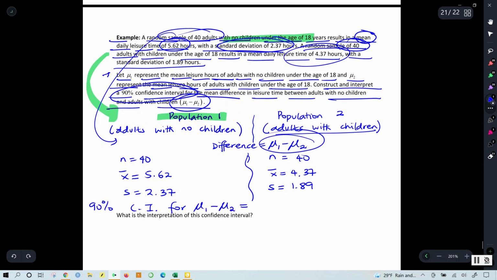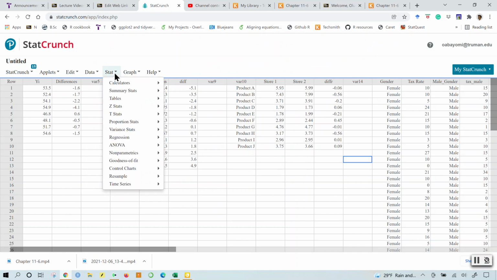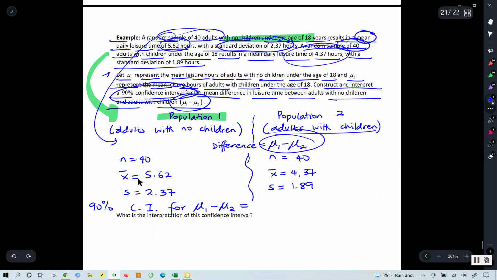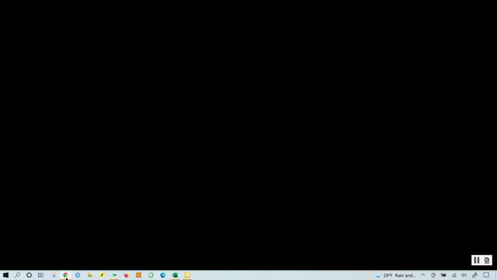So we'll take this information to StatCrunch. Going to StatCrunch, I'm going to close this, go to Stats, go to T-Stats, indicate that you want to work on 2 sample, and indicate that this is with summary. It's going to ask you for the sample mean. So in other words, sample mean here is x bar, which is 5.62. So I'm going to type that 5.62. And then sample standard deviation.